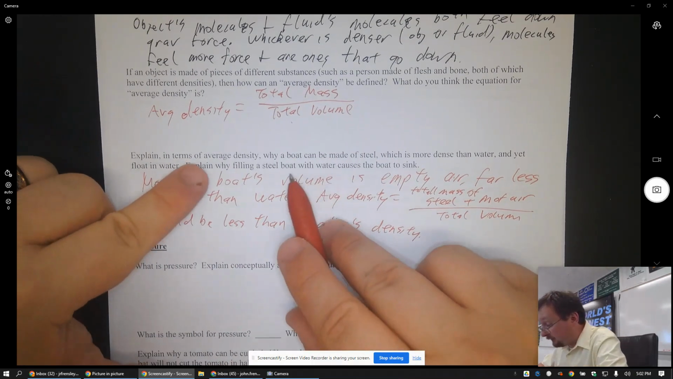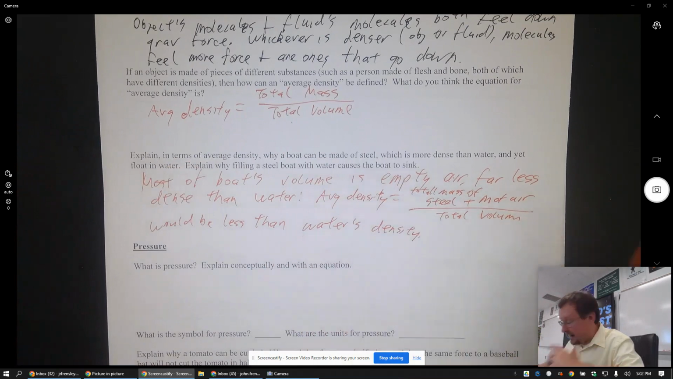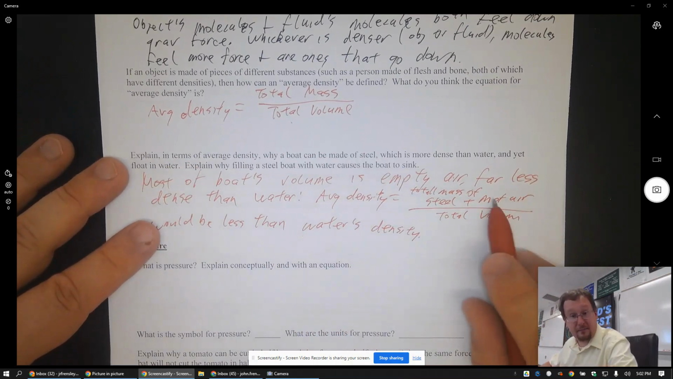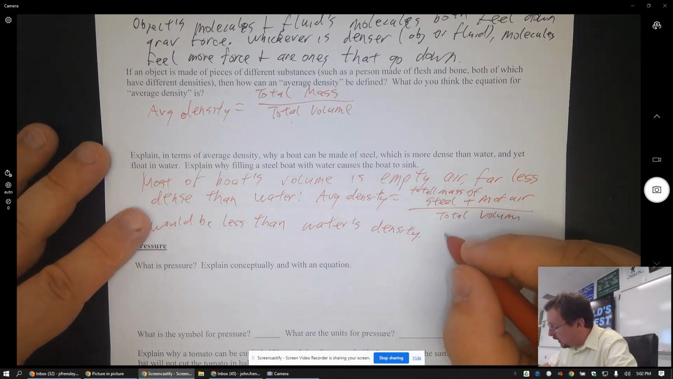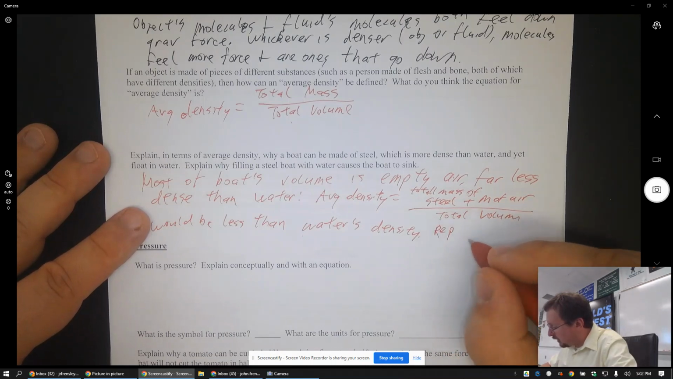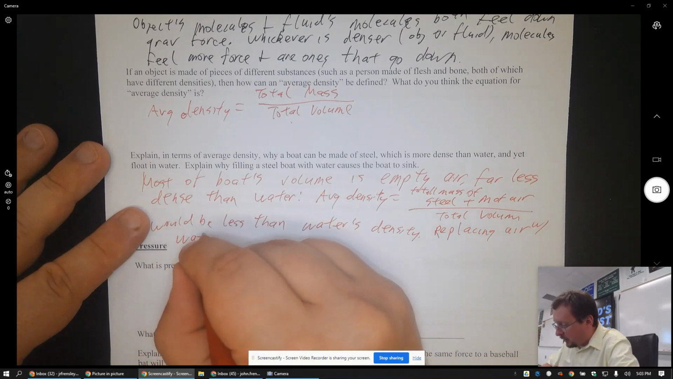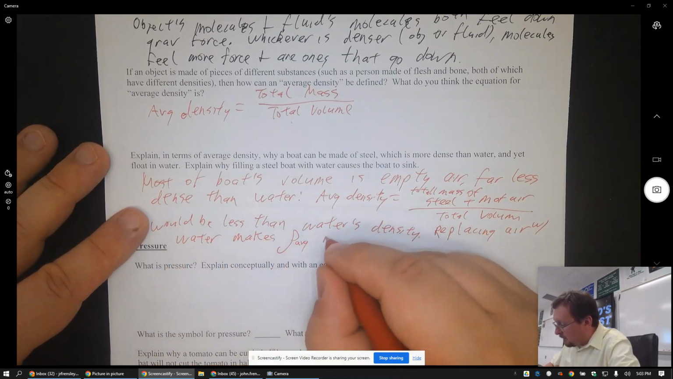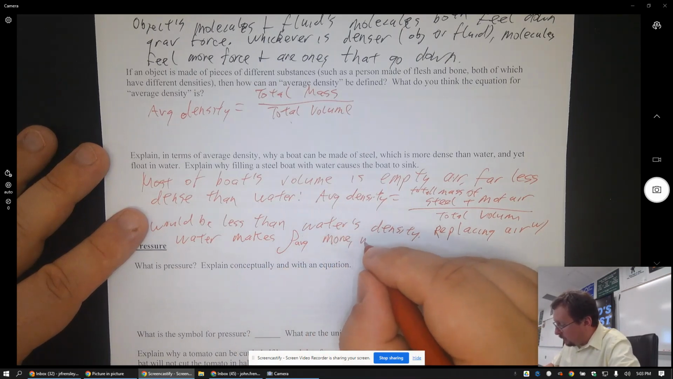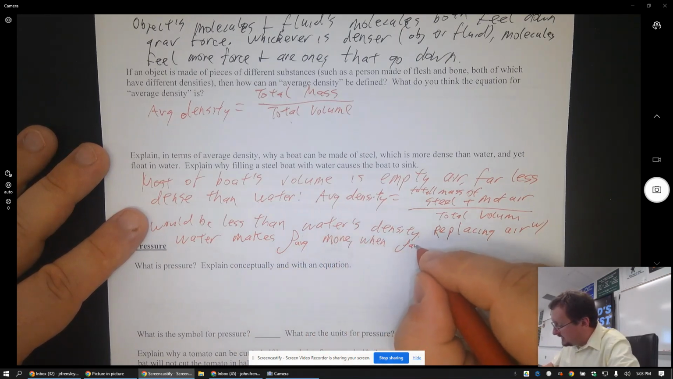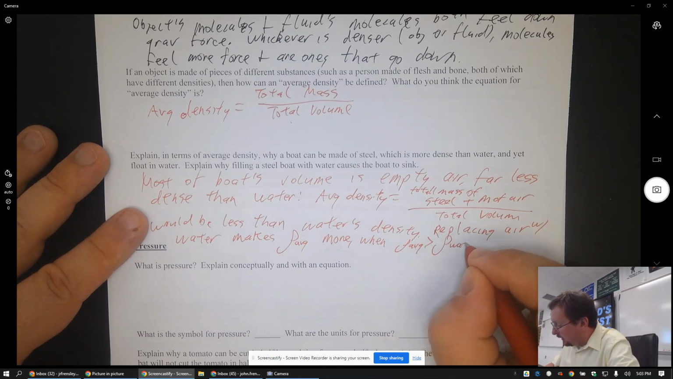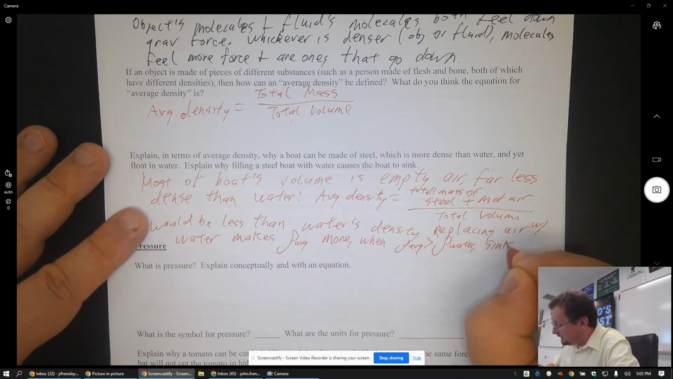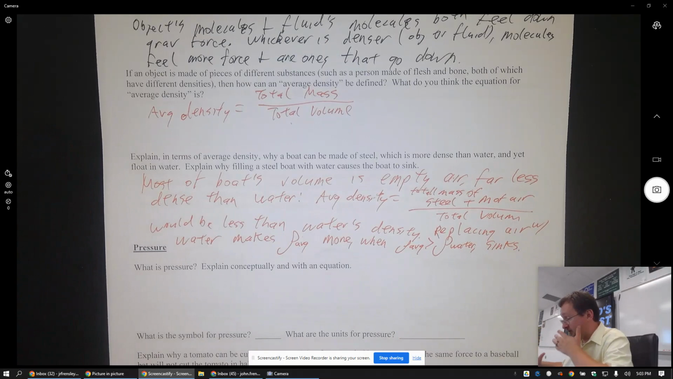But if you fill a steel boat with water, now it's not the mass of air, it's the mass of water. And so replacing air with water makes the average density more. And when the average density is greater than the density of water, then the object sinks. So I want students to be thinking in terms of average density.